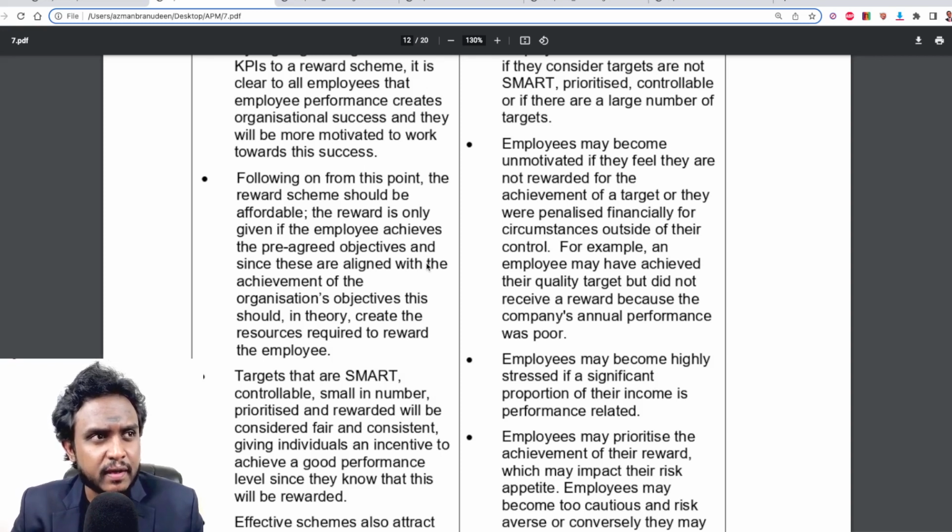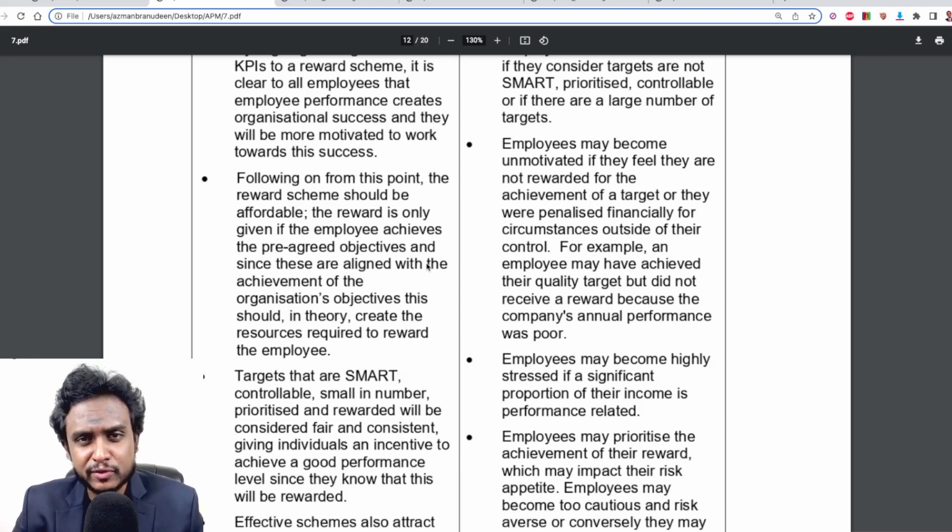And usually what will happen is it will create the resources required to reward the employee. Essentially, the employee, by pursuing and achieving that target, is self-funding their reward. If it's money, and the employee is chasing a revenue target and they hit more revenue, part of that money is what is going to the employee.